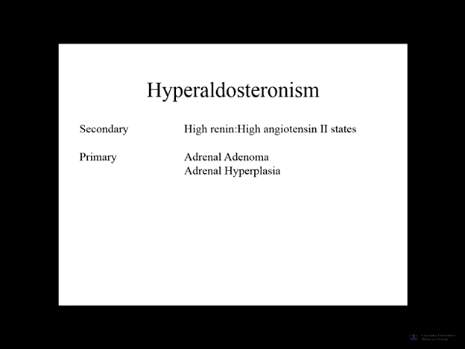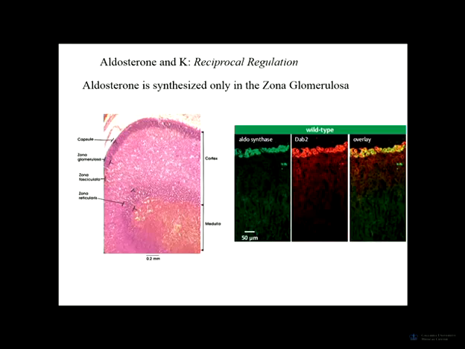Primary hyperaldosteronism, which is much rarer but still common enough to see, can be associated with two things: an adenoma of the adrenal or hyperplasia of the adrenal. Let me tell you a little bit about the adrenal, since you haven't had endocrinology yet. So the adrenal has three segments. One of them is called the zona glomerulosa, which is the surface of the adrenal.